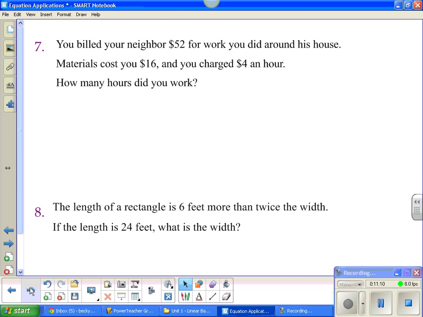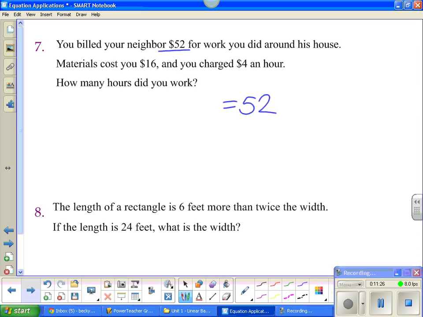You billed your neighbor $52 for work you did around his house. Material cost 16 bucks and you charged $4 an hour. How many hours did you work? I billed my neighbor $52. That's the equals. I charged him $52.